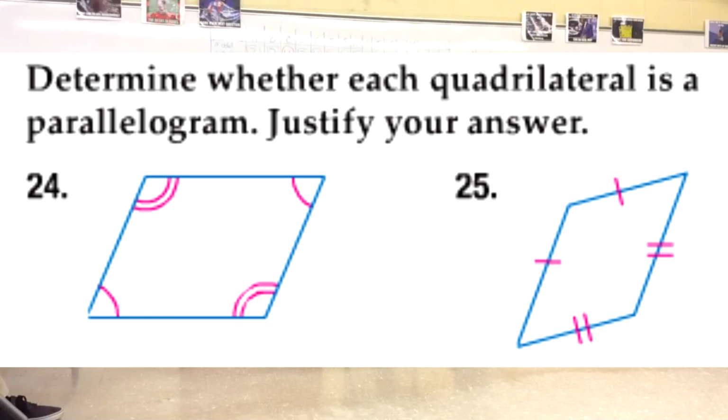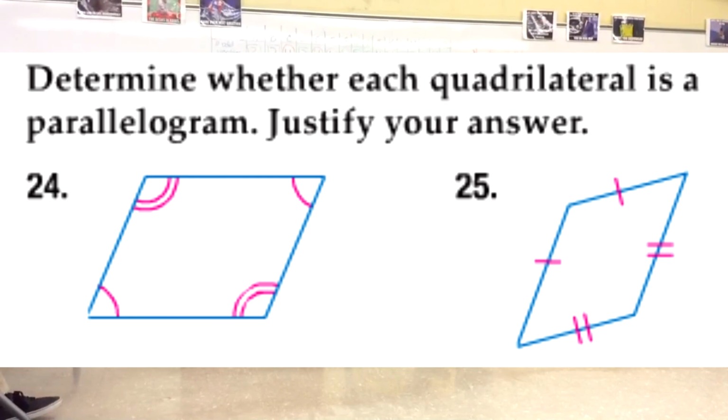That's enough. 25, enough info? Not enough info to say it's a parallelogram. You have enough information to say that it's a what? A kite. You have two pairs of congruent sides, but they're adjacent to each other. 25 is a kite.